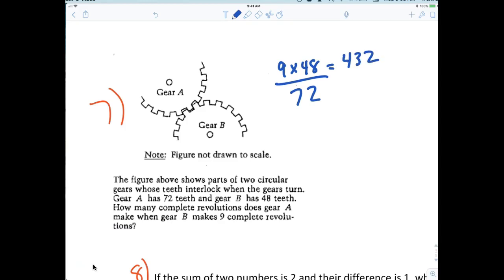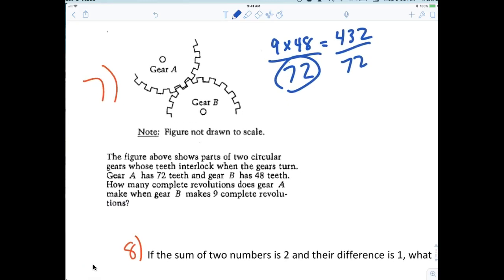But what I'm trying to show you is that there are 432 teeth that it goes through, right? So if gear A has 72 teeth, then if you divide that number by 72, that will tell you how many rotations it went through. Does everybody agree? All right. So if I do that, was the answer 6? 6 is correct. All right. Anybody have any questions with that? That's a very good problem.